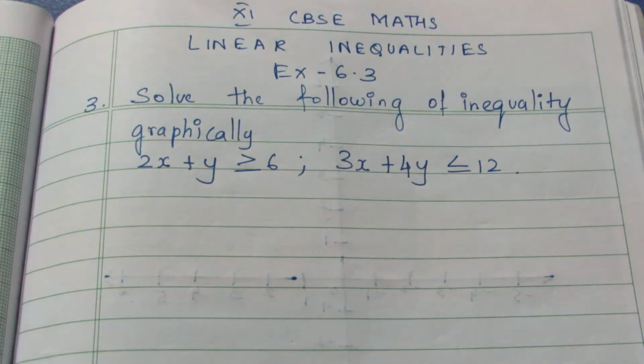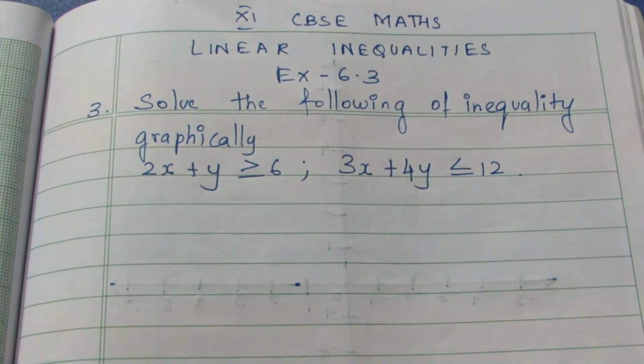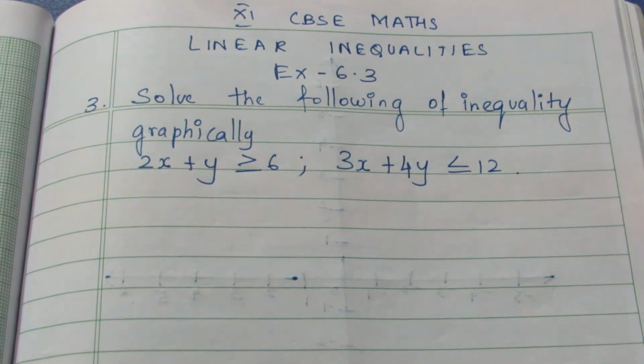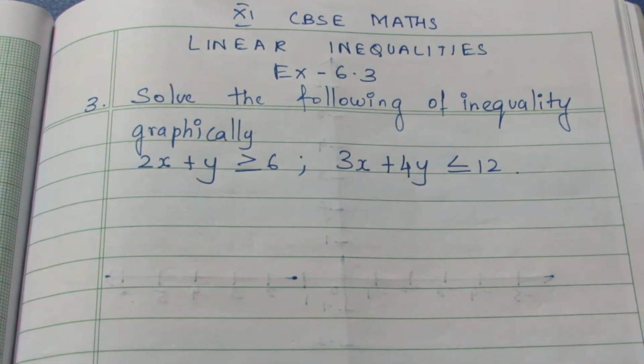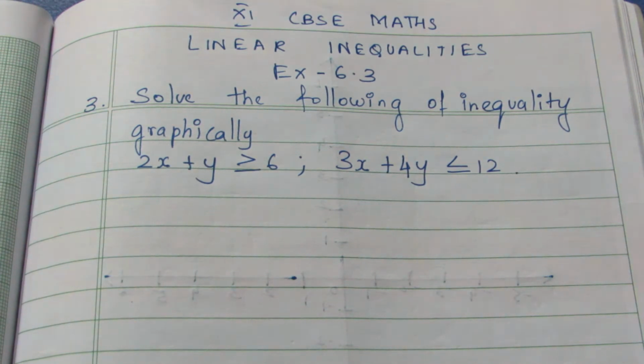Today we are going to see 11th CBSE Maths Linear Inequalities exercise 6.3 question number 3. Let's see the question. Solve the following inequalities graphically. So we need to solve it by graph. Here the given question is 2x plus y is greater than or equal to 6 and 3x plus 4y is less than or equal to 12.